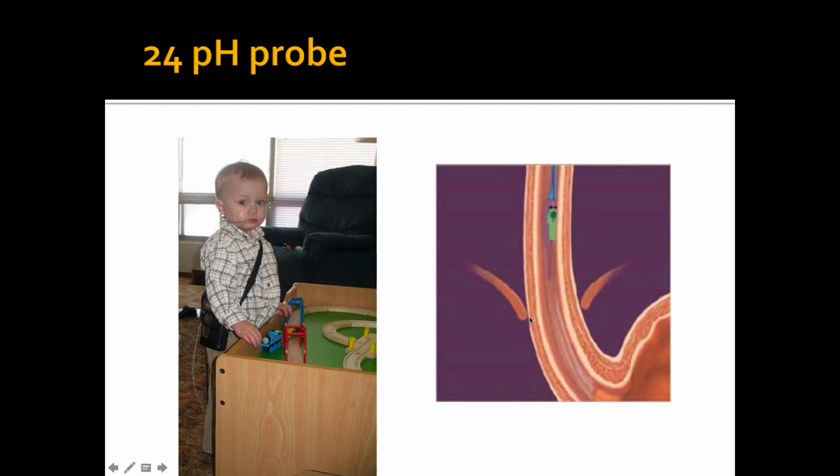All right, so 24-hour pH probe. These are for patients where you suspect reflux disease. It's placed endoscopically. These are pH probes that go down the esophagus. They have pH sensors at different levels, and it's a 24-hour monitoring device that records any change in pH as the refluxed gastric contents bathe the sensors, and over time the patients will record when they have symptoms.